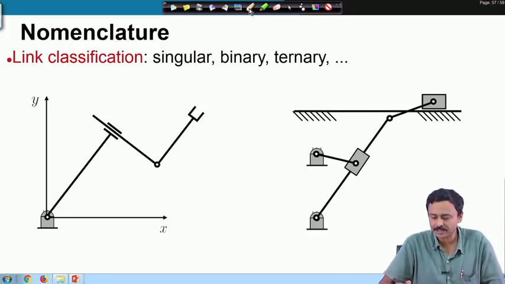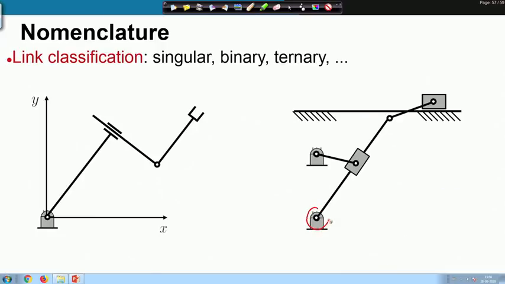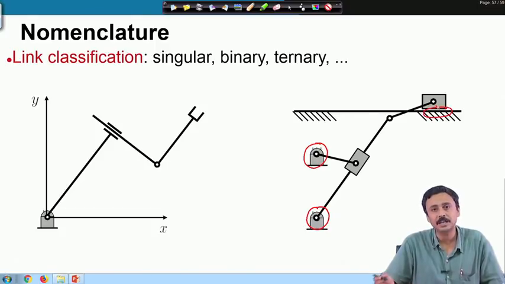You might have already guessed, it is the ground. You see, the ground is connected here to the mechanism, here to the mechanism and here to the mechanism. So, therefore, ground itself is a link and is a ternary link.